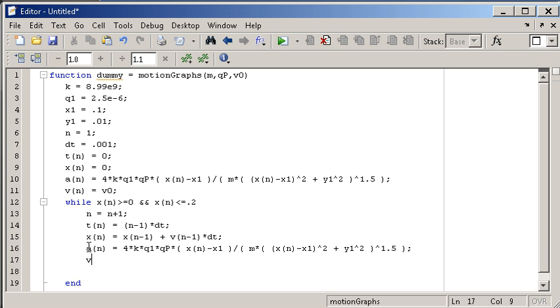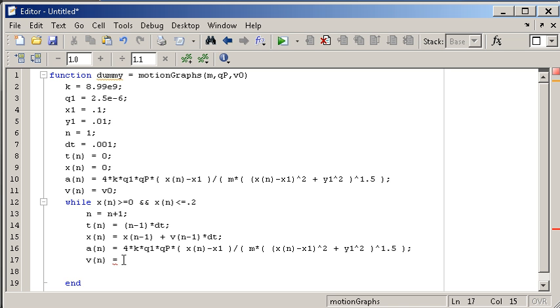And then v of n, the new v. I use the old v up here. I think ideally, to get the best result, I'd use the average between the old v and the new v, but I didn't have the new v yet. I wasn't going to get the new v until I used this, which depended on the new x. That's why I used the old v, and I'm calculating the new v now.